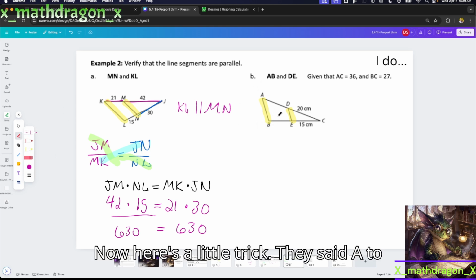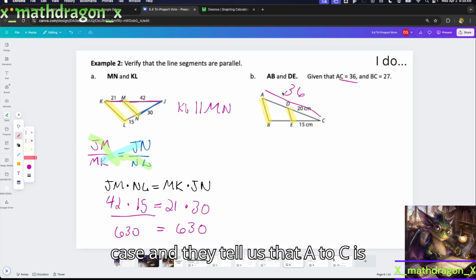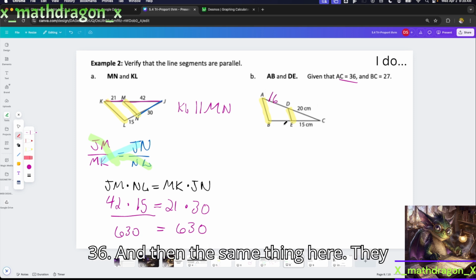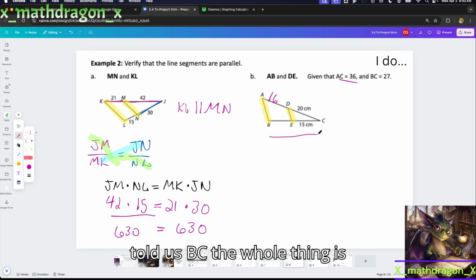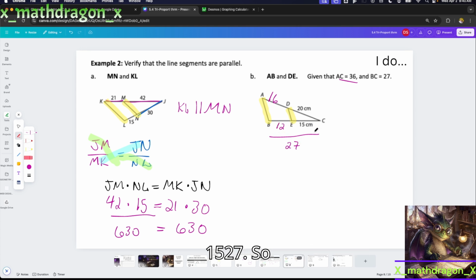Now, here's a little trick. They said A to C right here is 36. So if that's the case, and they tell us that A to C is 36, well, 16 plus 20 is 36. And then the same thing here. They told us BC, the whole thing, is 27. So that must make that 12 in order for this to be 27. 12 and 15, 27. So set up your proportion.